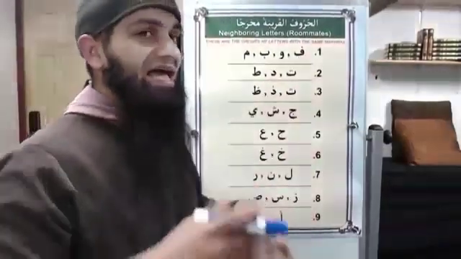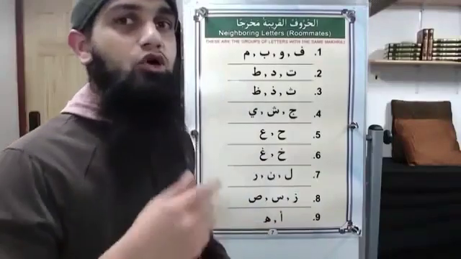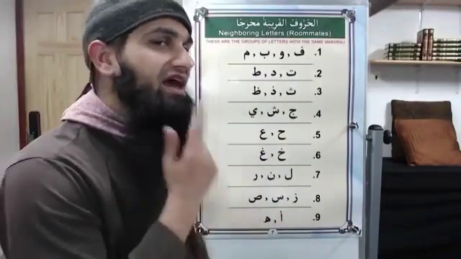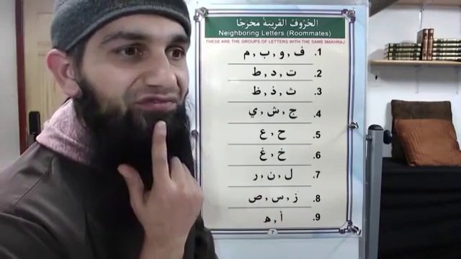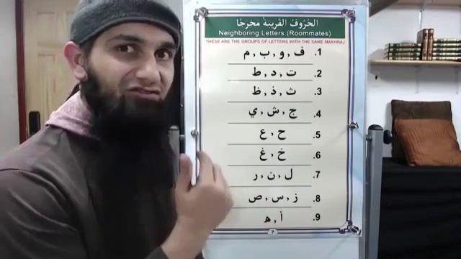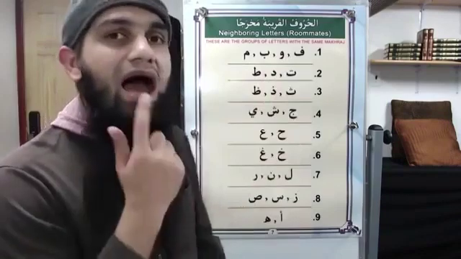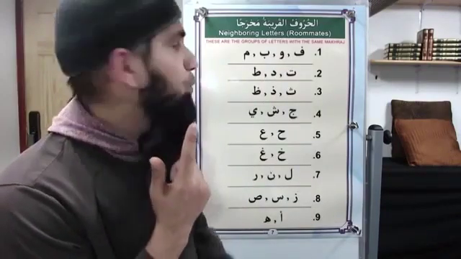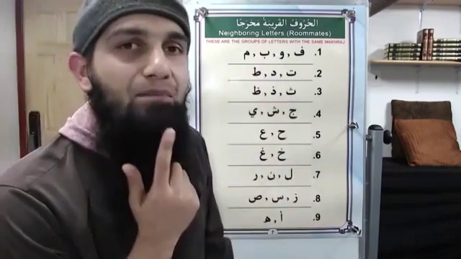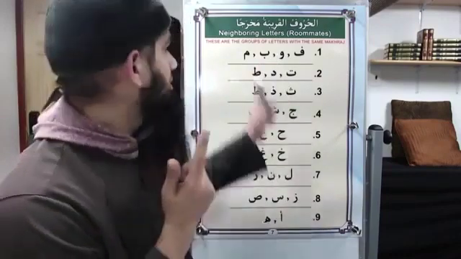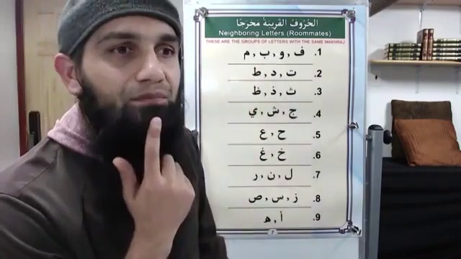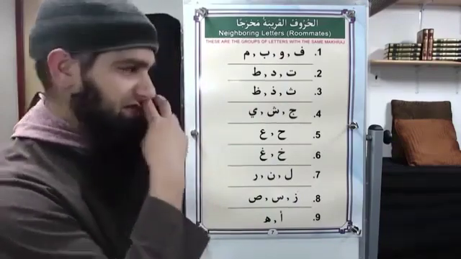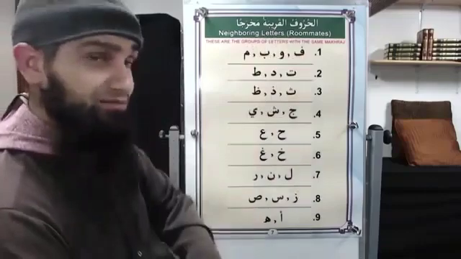So we're going to take the A sound and apply that to each of these letters. So Fa, if you place the A before it, look, af. Say af. That's the sound. Wa, aw. Ba, ab. Mim, am. So this is how we know the sound of each letter. So all of these come from the lips.